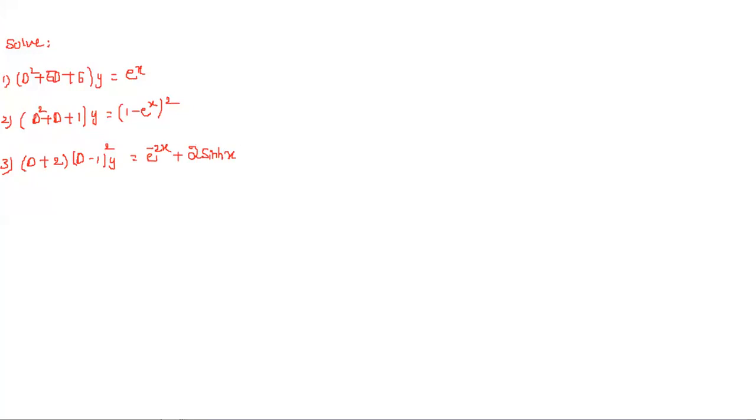Okay, let us see these problems here. First step, what is the first step? We need to calculate the complementary function and then only the particular integral. So first one, solution: the given differential equation is already mentioned in operator form, so no problem. The given differential equation is D squared plus 5D plus 6 into y is equal to e power x.